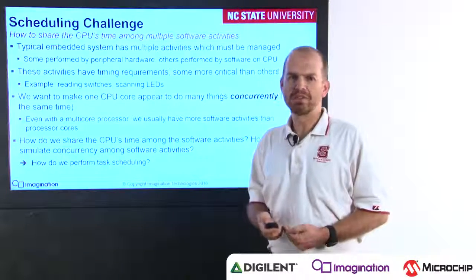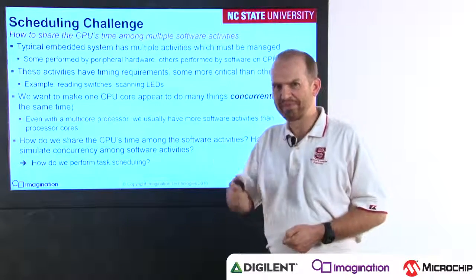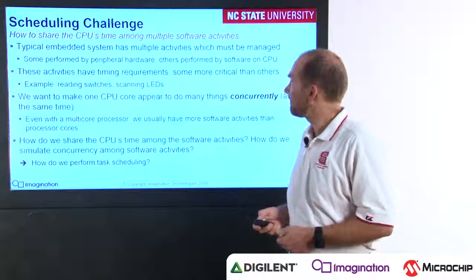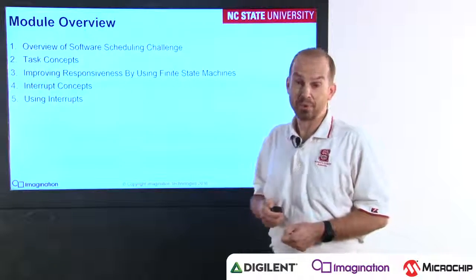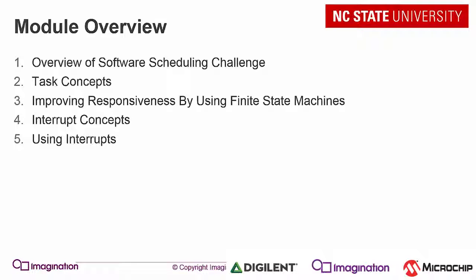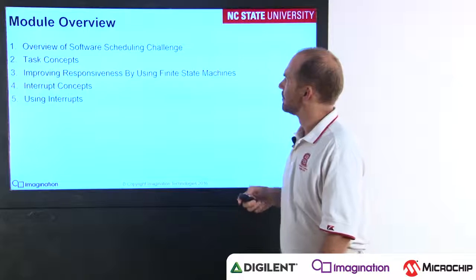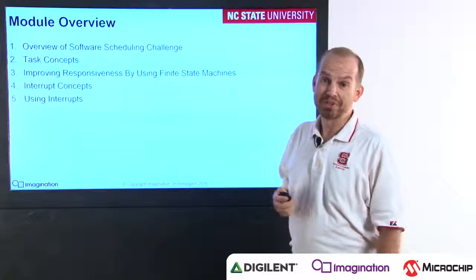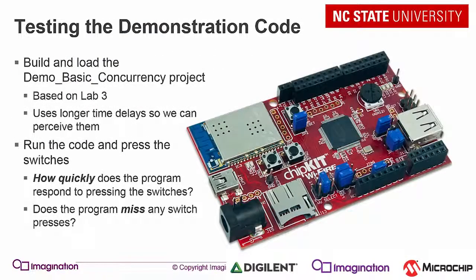So we look at this throughout the course over several modules. And here we're looking at Module 4. In this module, we look at task concepts, and then we look at how to improve responsiveness using finite state machines, and then we introduce interrupts. So this module has several demonstrations. So here, the first demonstration code is the demo basic concurrency project.